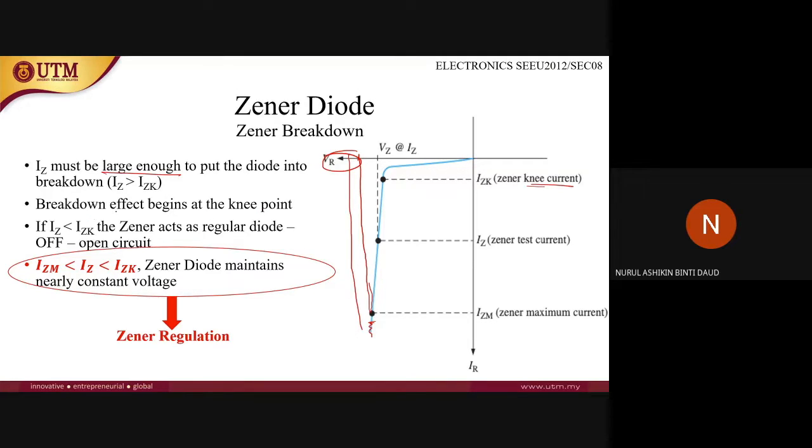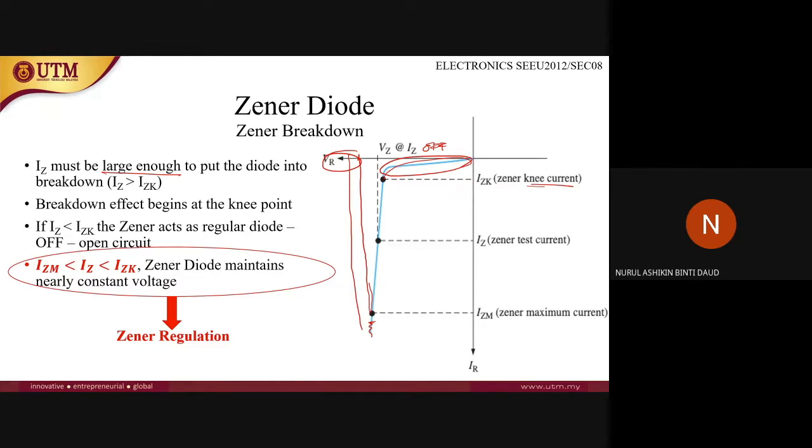So the breakdown effect begins at the knee point. This is a previous lesson. If IZ is lesser than IZK, the Zener knee current, the Zener acts as a regular diode, which is at this region. A regular diode is in off condition, so it is assumed as an open circuit.